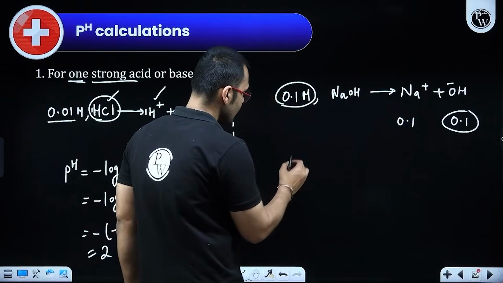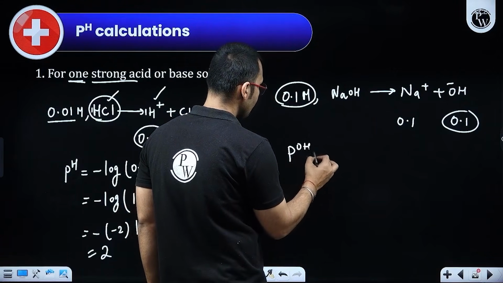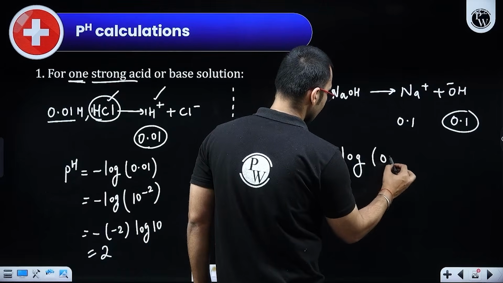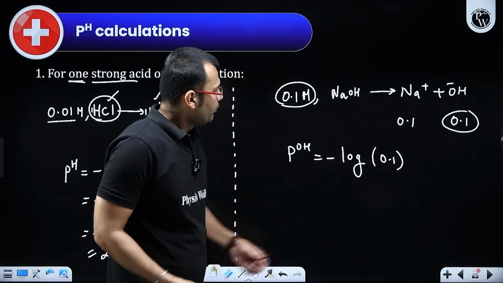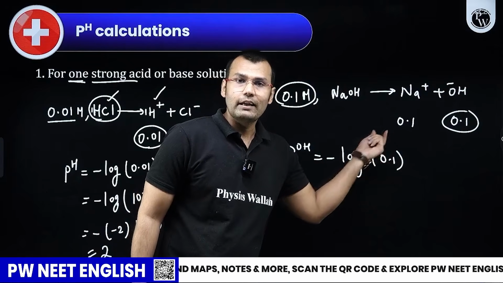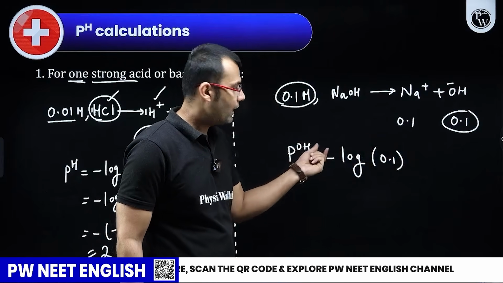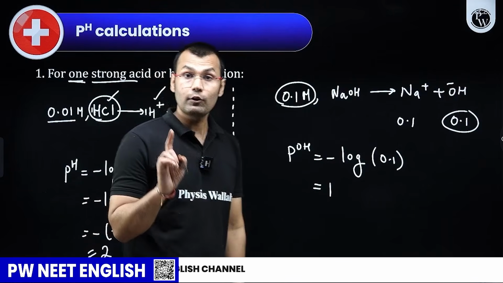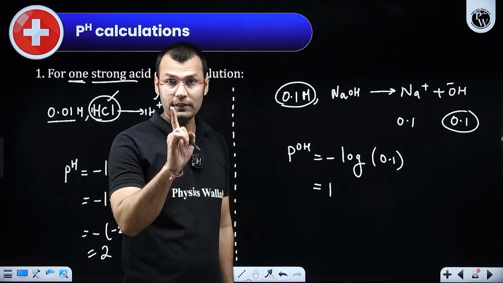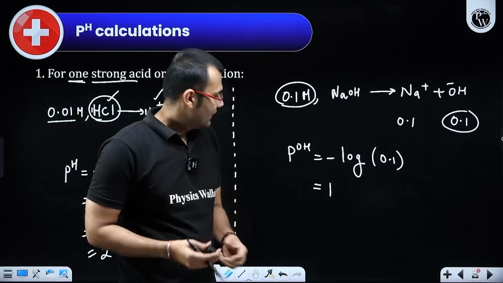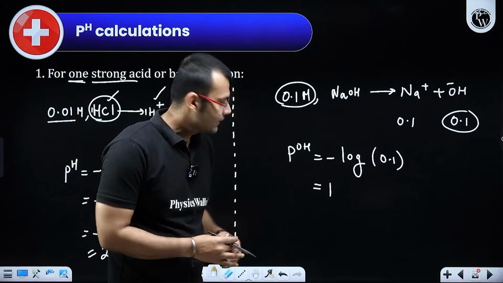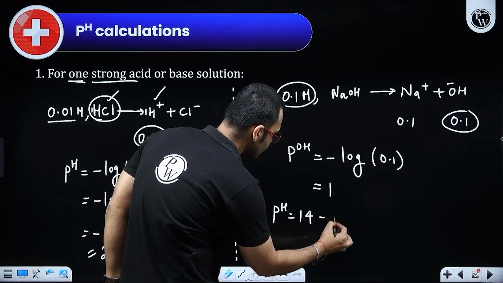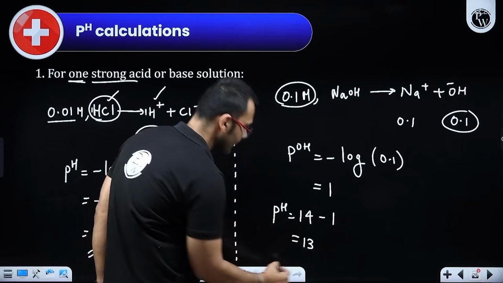From the concentration of OH minus, you can first find pOH. pOH will be minus log concentration of OH minus, which is 0.1. Again, same story: 0.1 can be written as 10 power minus 1. Minus 1 will be taken outside, so minus into minus 1 is 1. Log 10 is 1, so the pOH will be 1 here. But we have not got the pH. Sometimes students make a mistake here. Don't do that. This one is not pH. This is pOH. Now from pOH you can find pH as 14 minus pOH. That means 14 minus 1, which is 13 here.